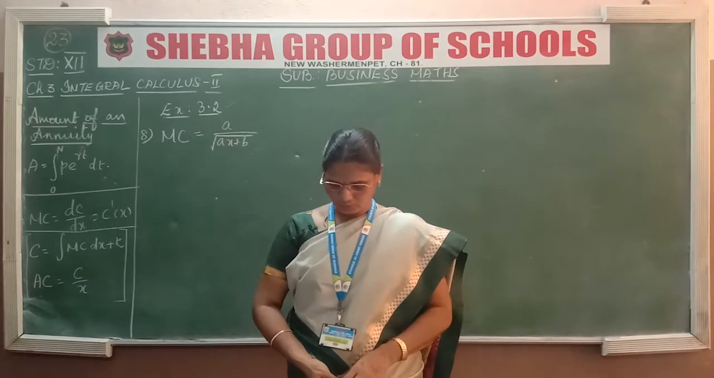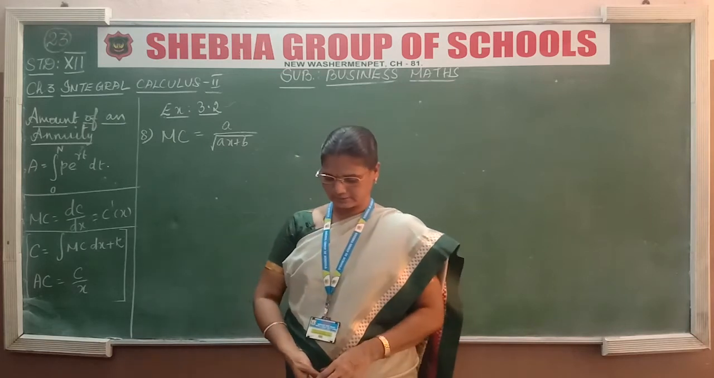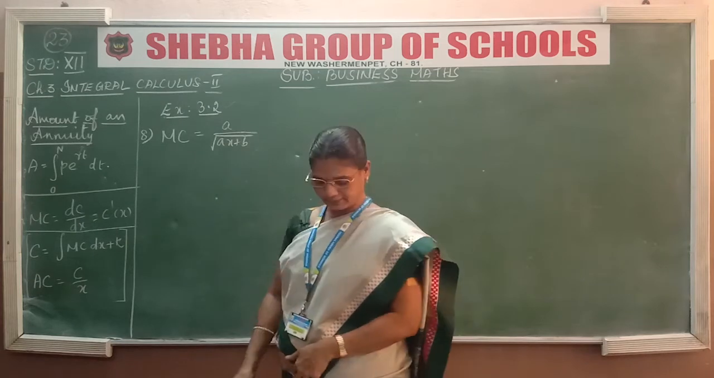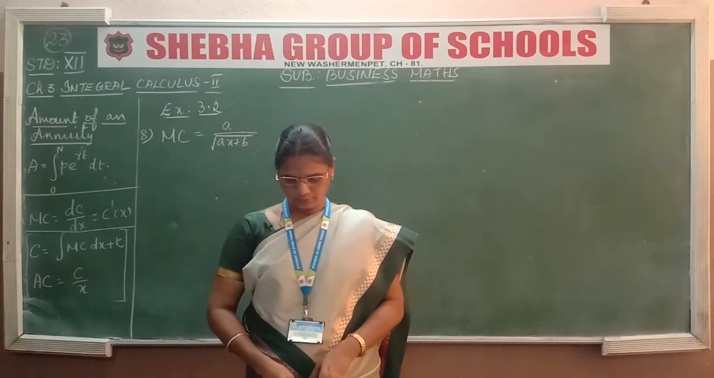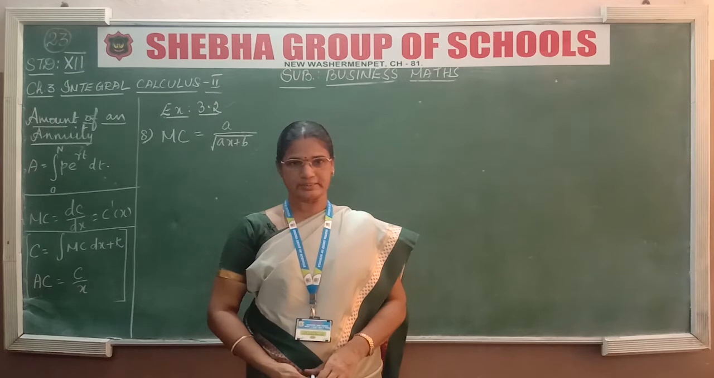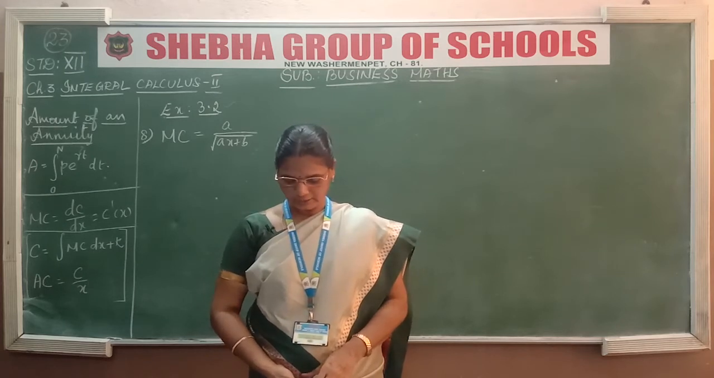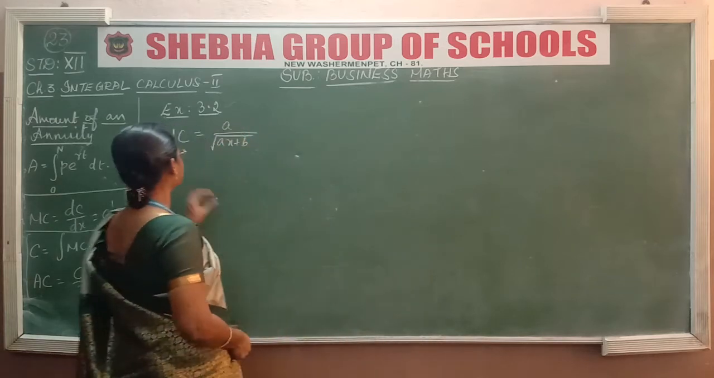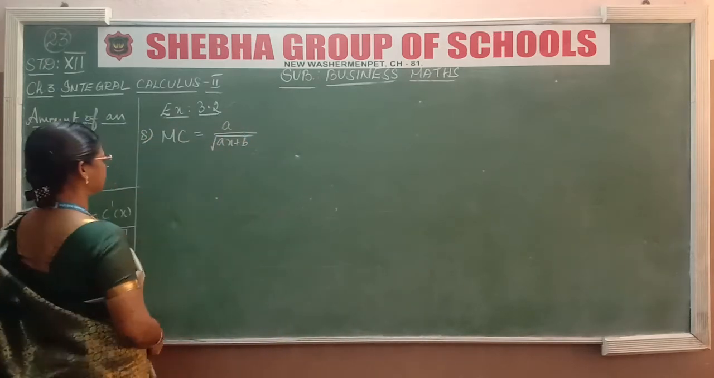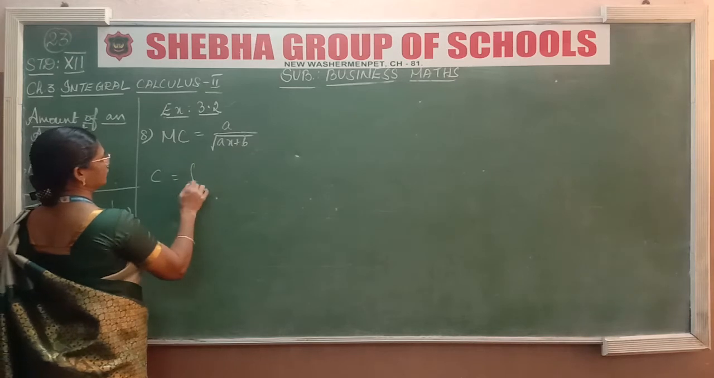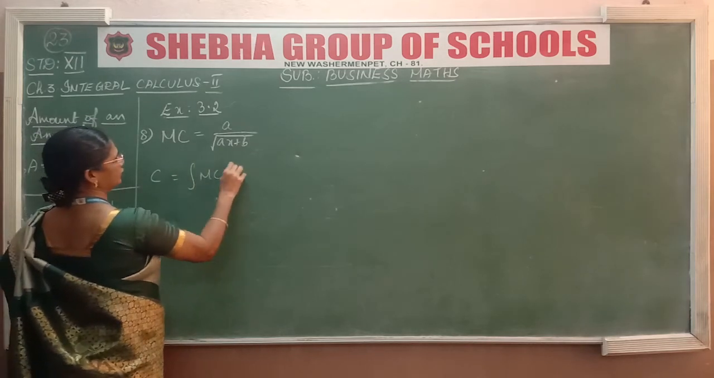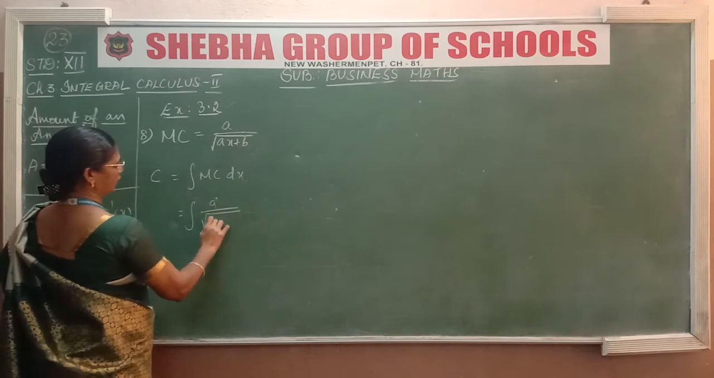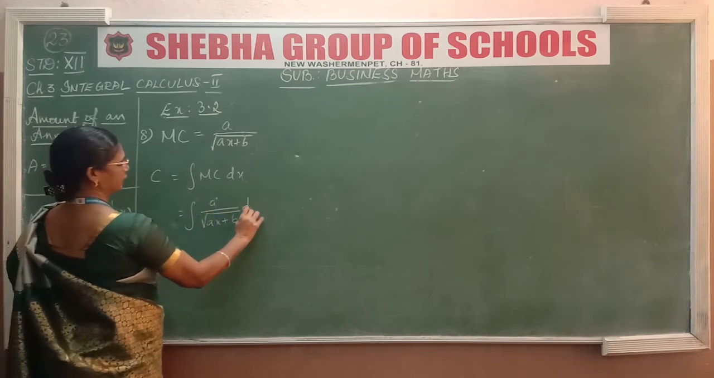Next let us see the 8th one. If the marginal cost function is given, that is a by root of ax plus b, and if the cost of output is 0, that is x is 0 and c is also 0, find the total cost as a function of x. Listen, this is our MC. MC equal to a by root of this. What is c? C is equal to integral MC into dx, isn't it? Substituting here, we get a by square root of ax plus b into dx.